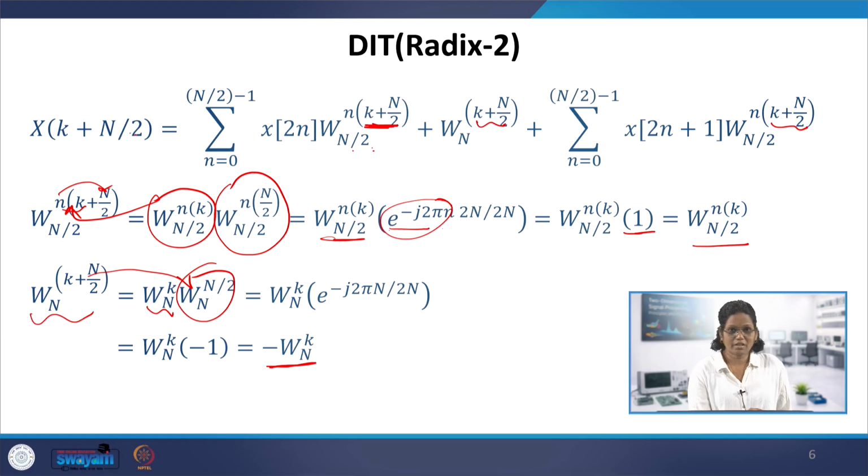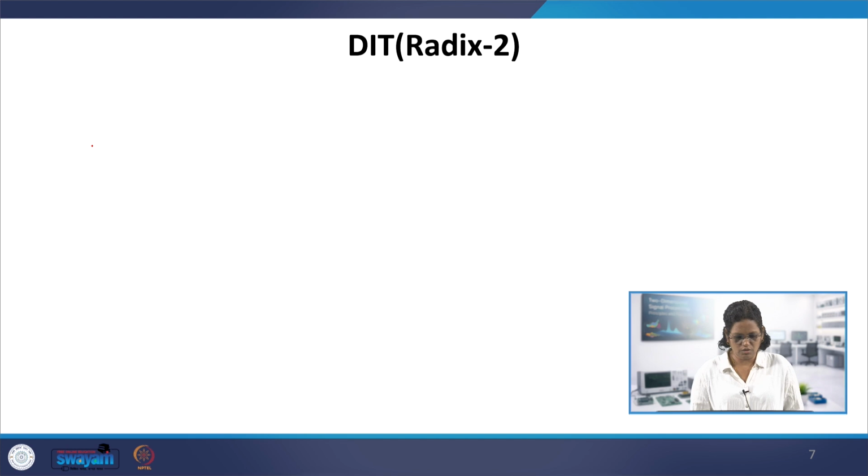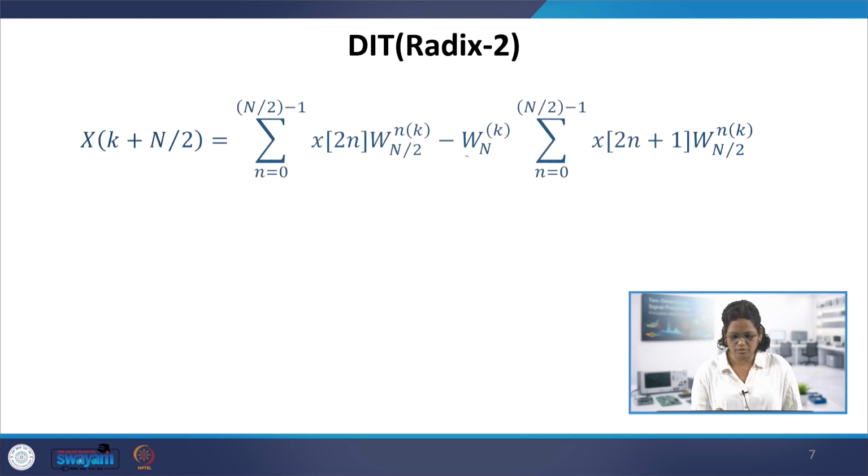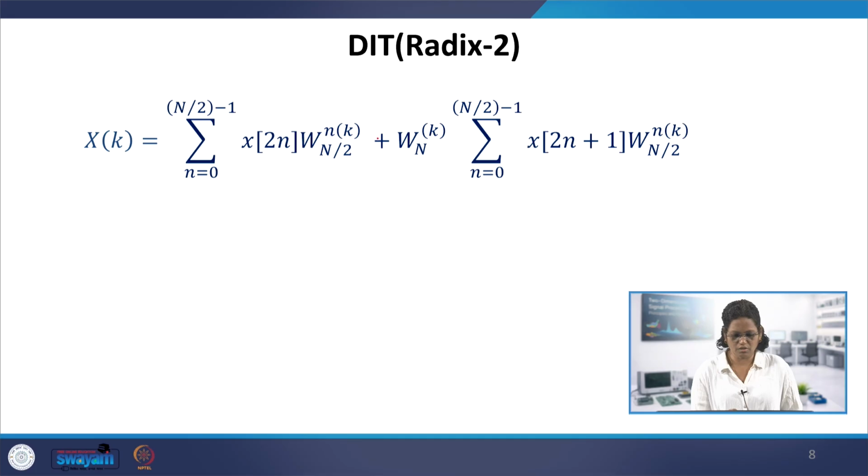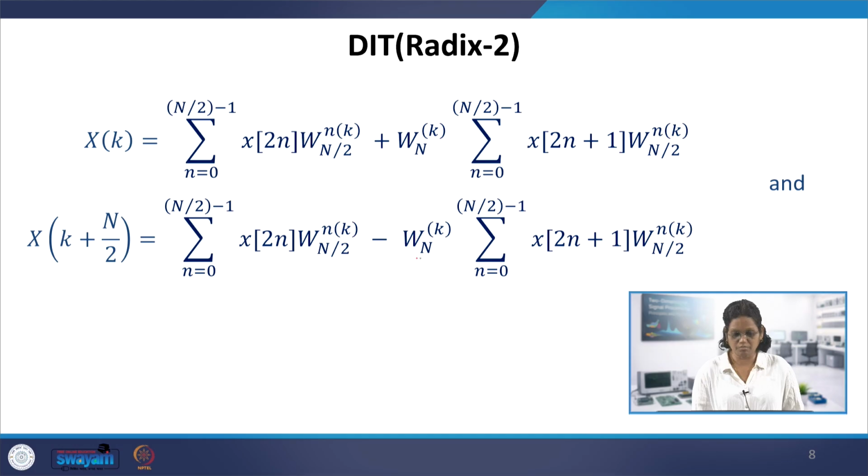So now for this equation, k plus N by 2, this term is becoming minus, and this is becoming W N by 2 nk, as we did in the previous equation, that is X of k. So now taking these into the equation, this becomes minus WNk and x2n nk by 2, and the same. What is the difference between the first equation and the second equation? In one the WNk is plus, whereas in the other the WNk is minus. So we get the X of k equation and the X of k plus N by 2 equation. What is k varying from? It varies from 0 to N by 2 minus 1.